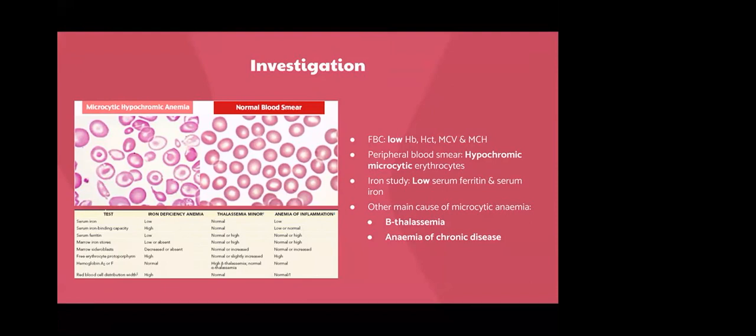Any calculation that you can do to differentiate between thalassemia and also IDA? Thalassemia and IDA calculation. Anything, if you do full blood count, then you can calculate something. Calculate one index.